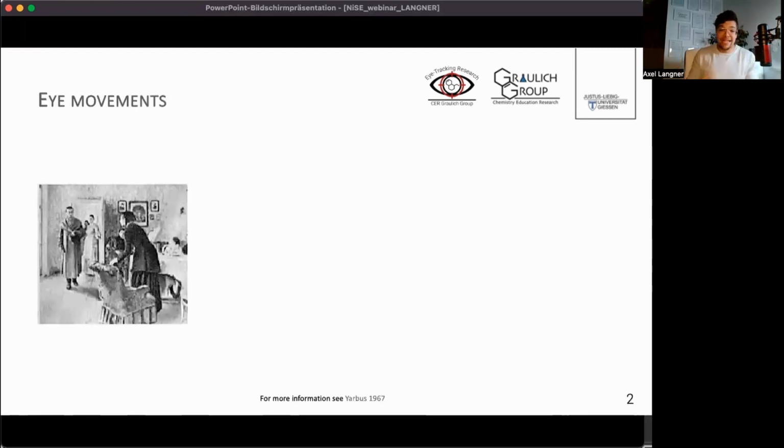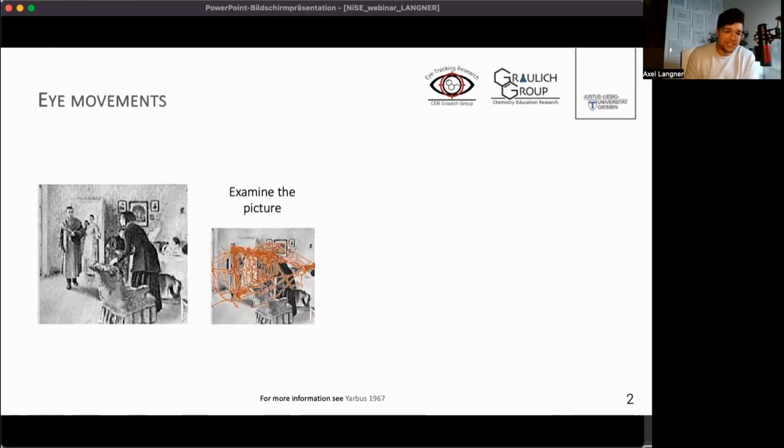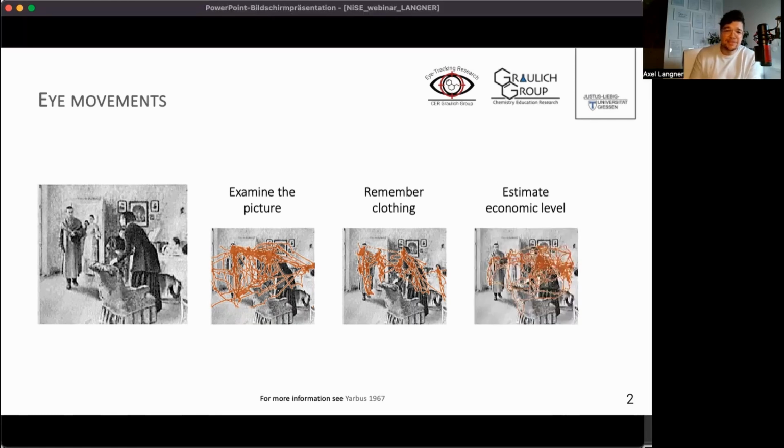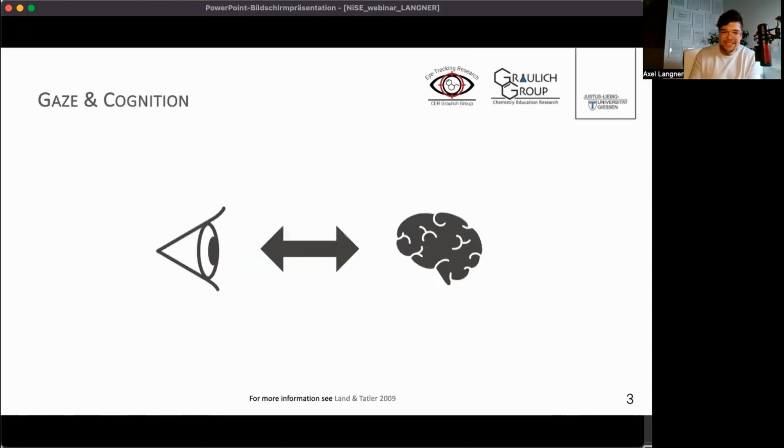Yeah, we have to go back in time, as I said. So around about the 1970s, there was a researcher called Yarbus, and he showed people this picture and asked them different questions. For example, to just examine the picture. And then people showed an eye movement pattern like this. And then he asked them to remember the clothes, and people showed an eye movement pattern like this. And then asked them to estimate the economic level, and people showed an eye movement pattern like this.